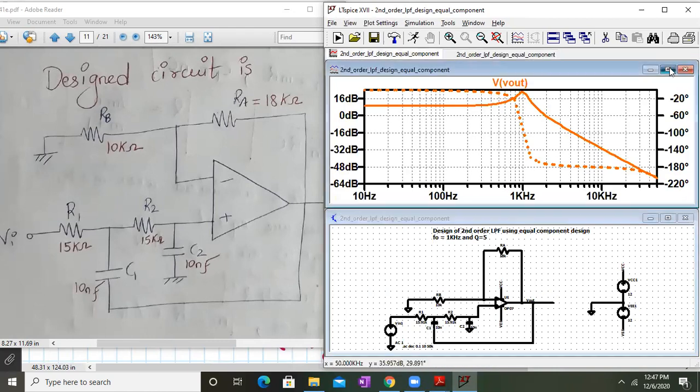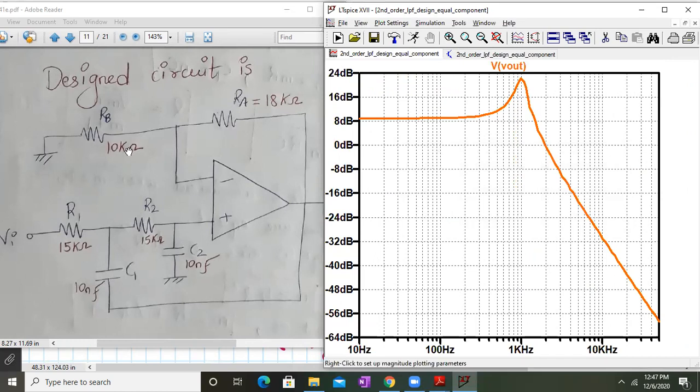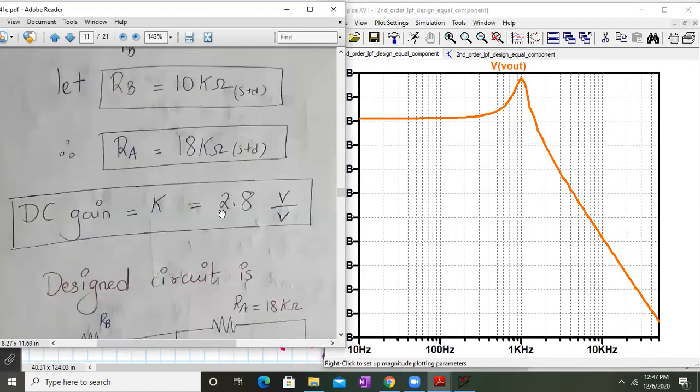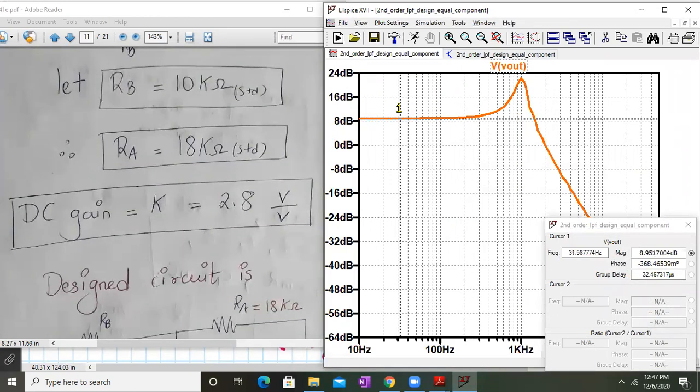Okay, so this is my frequency response of the filter. Fine. So here the passband gain will be 20 log to the base 10 of 2.8. That comes out to be 8.94. Let's check that. Yeah, 8.94. I'm getting it theoretically, and practically we are getting a value of 8.95 dB.